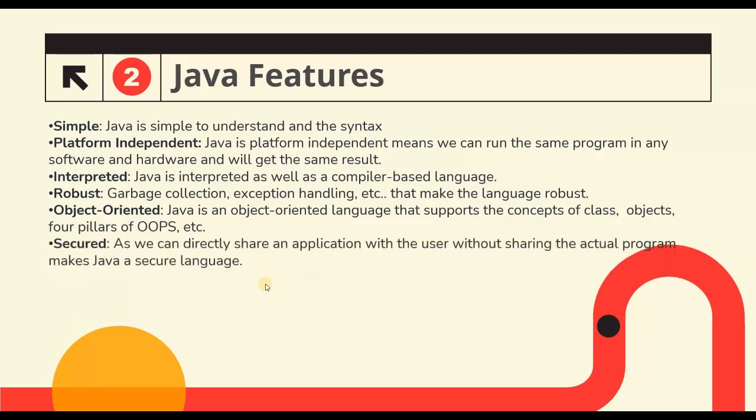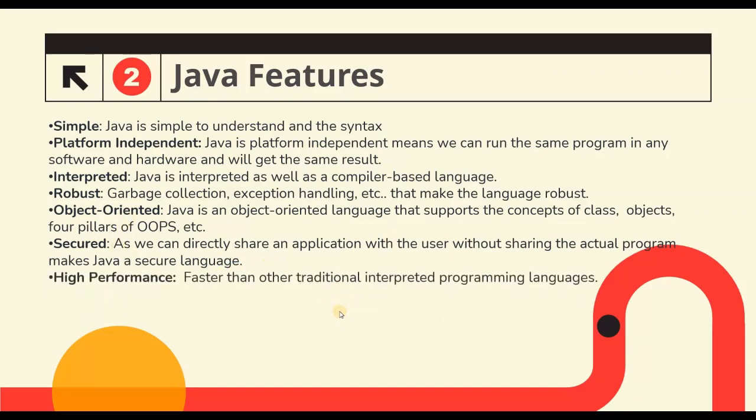Next, it's secure, as we can directly share the application with the user without sharing the actual programming, which makes Java a secure language. High performance: faster than other interpreted programming languages. So these are the basic features of Java. Okay.